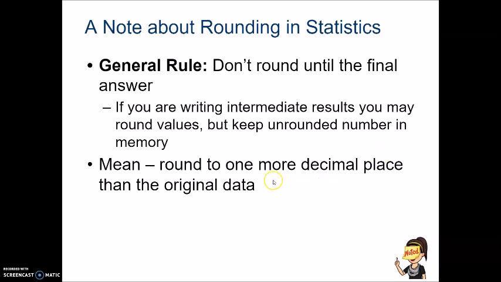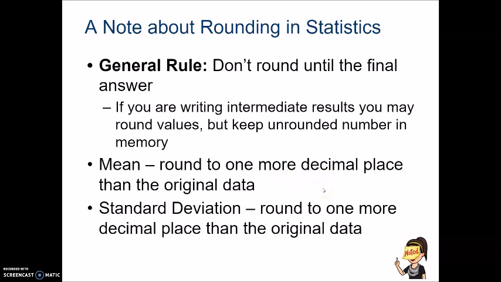So the mean, round to one or more decimal place than the original data, and standard deviation, round to one or more decimal place than the original data. We are probably going to tell you specifically how many decimal places we are expecting, so make sure you read your directions thoroughly as you do this activity.